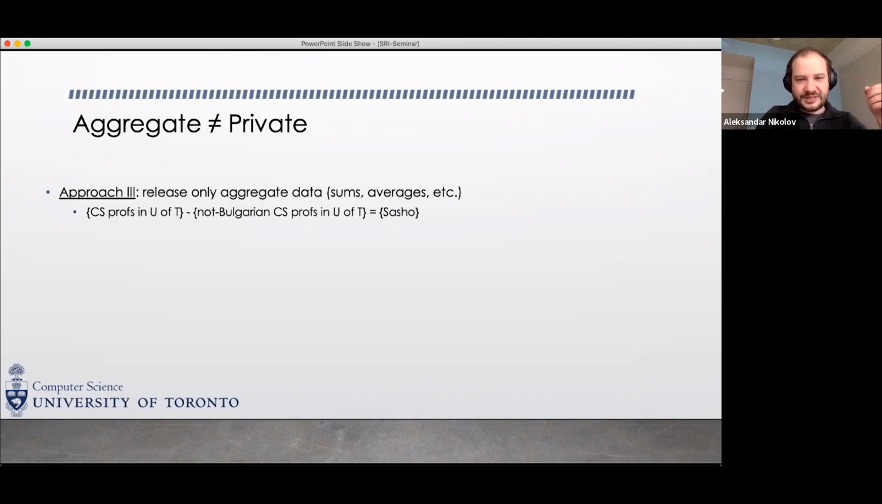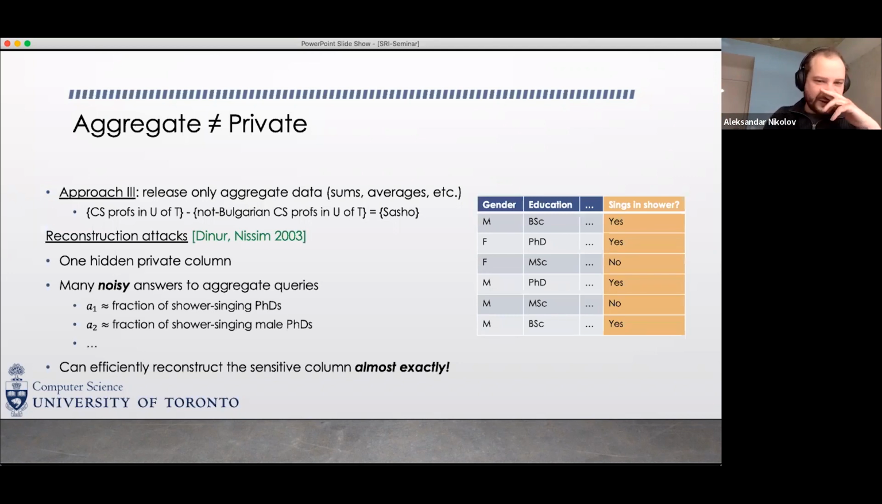This seems maybe too simple, and maybe there are some easy ways to get around this kind of problem. But it turns out that this idea of combining aggregate information to learn personal information can actually be made quite powerful, and it's quite hard to avoid.